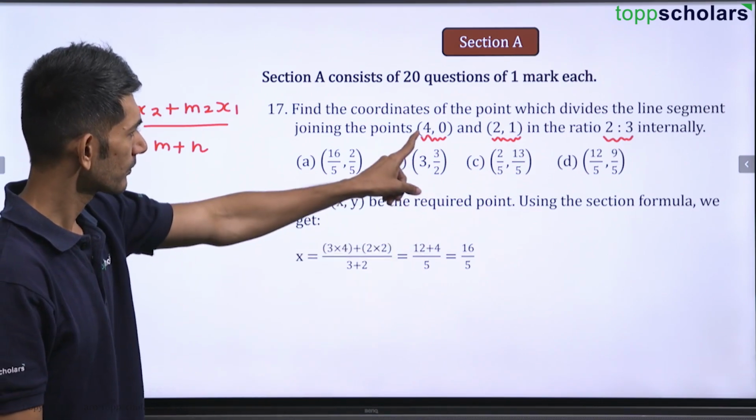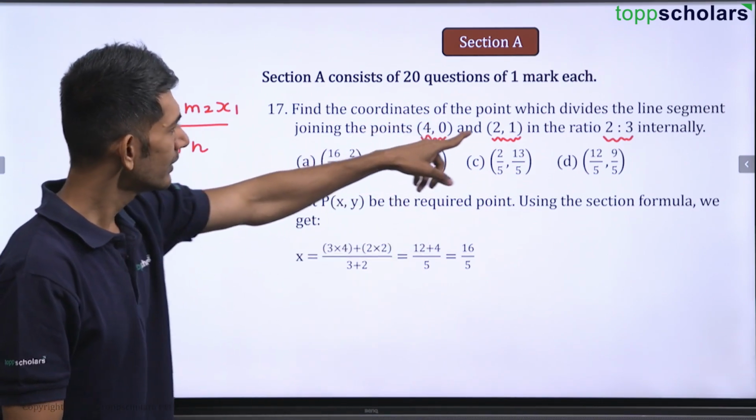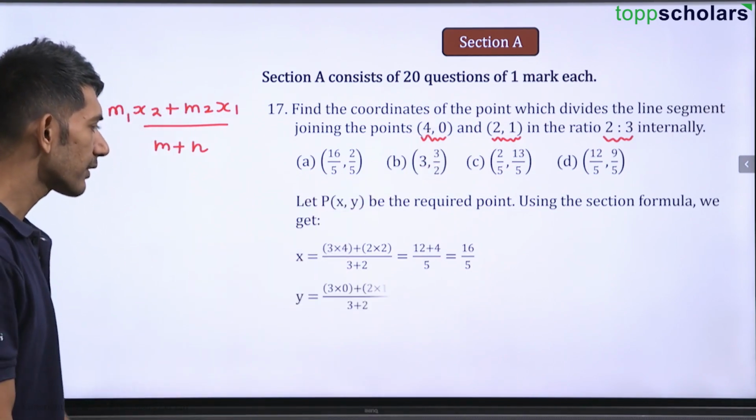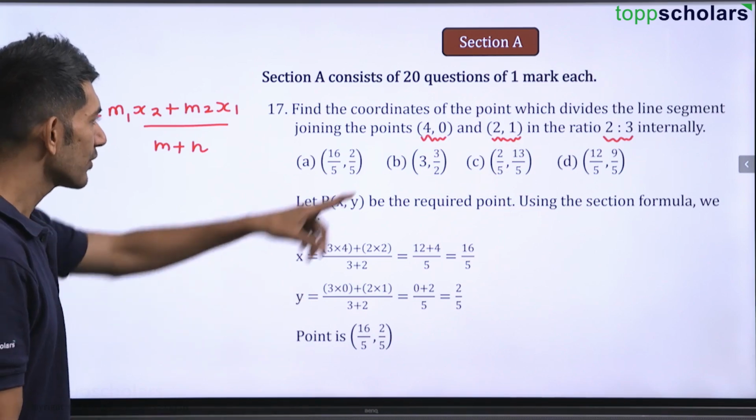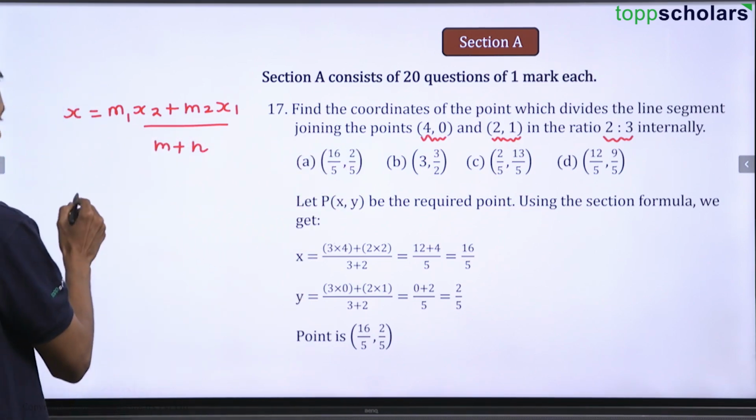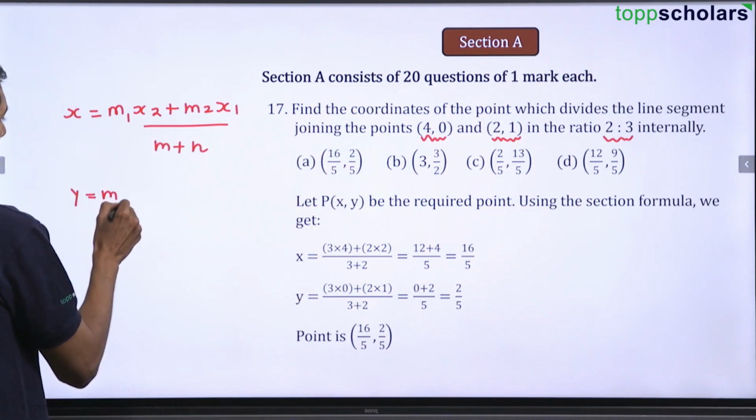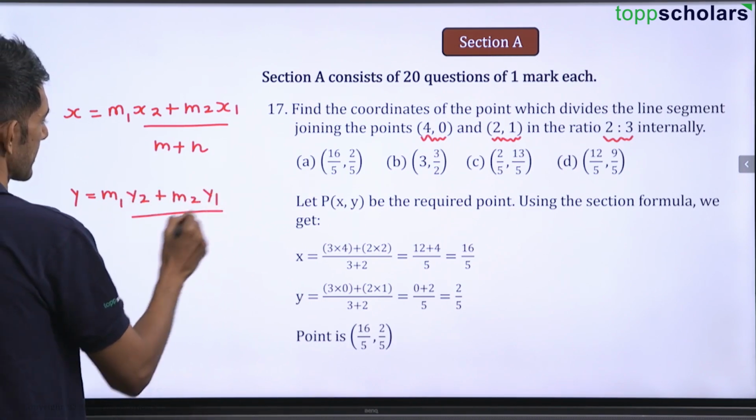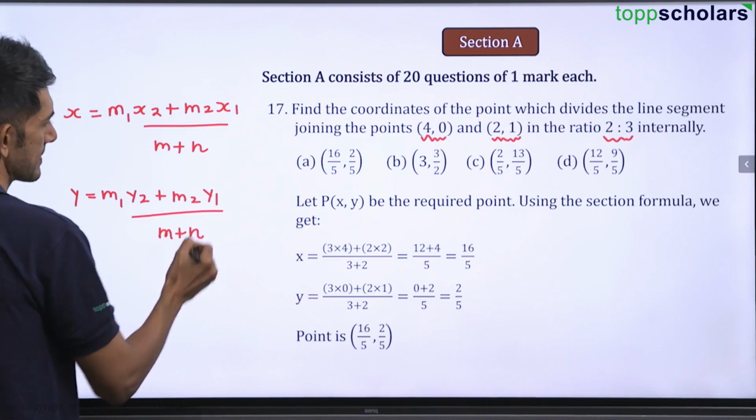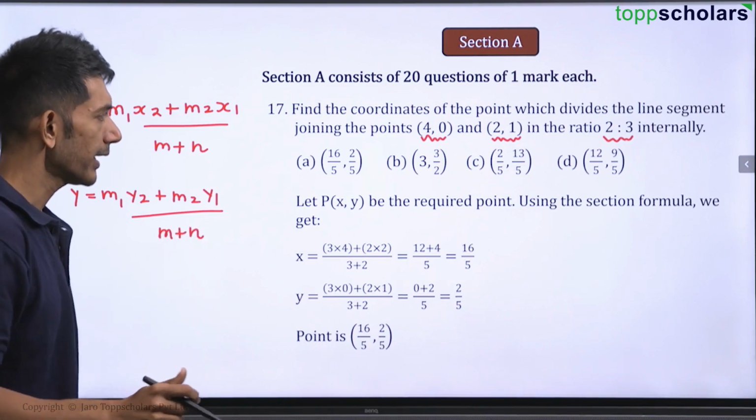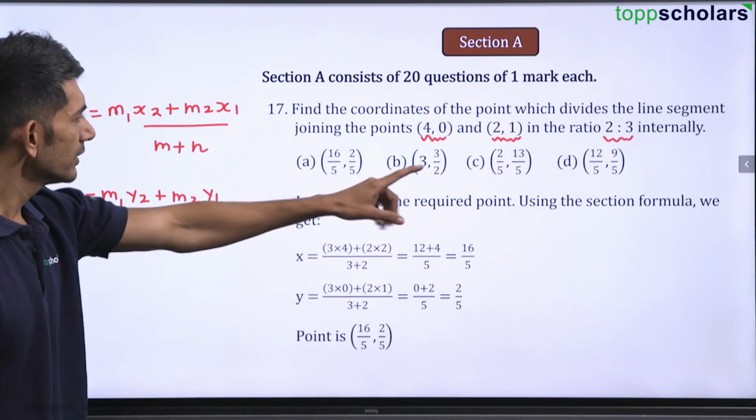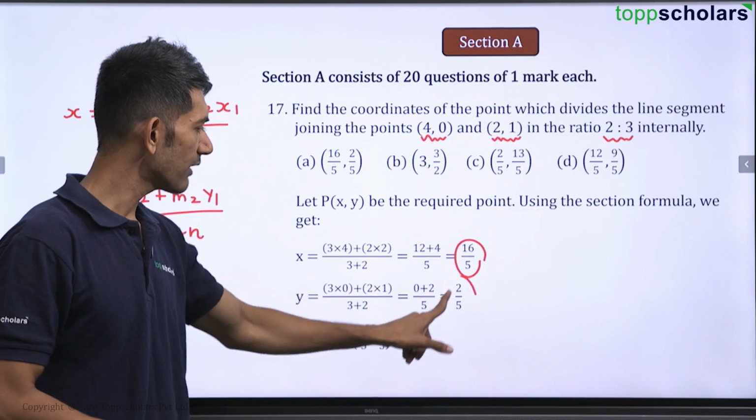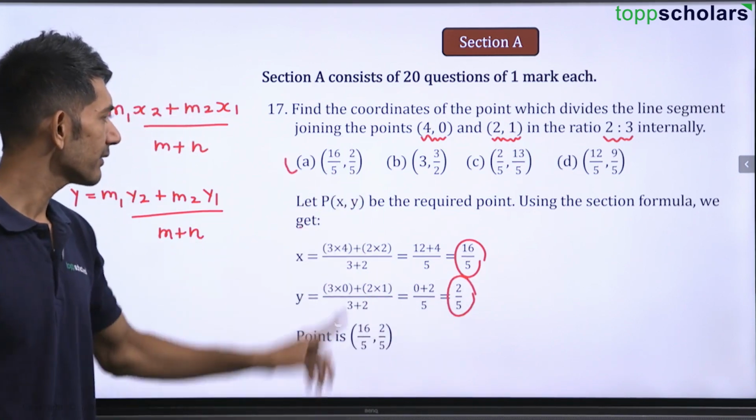Then 4 and 0 is x1, y1, 3 and 1 is 2 and 1 is x2, y2. You solve this further, get the values, and once you put it in the formula for x and y, correct? And then check which answer is correct. 16 by 5 and then 2 by 5 is what you get. You get option A as correct.